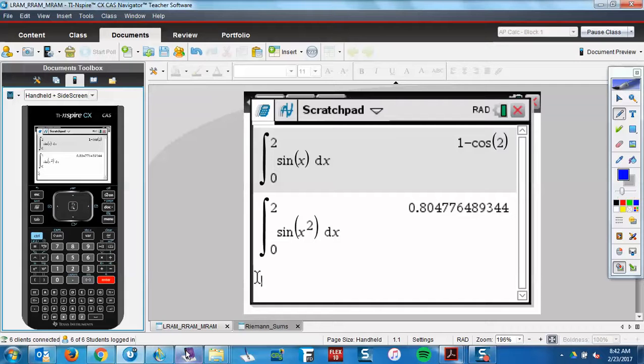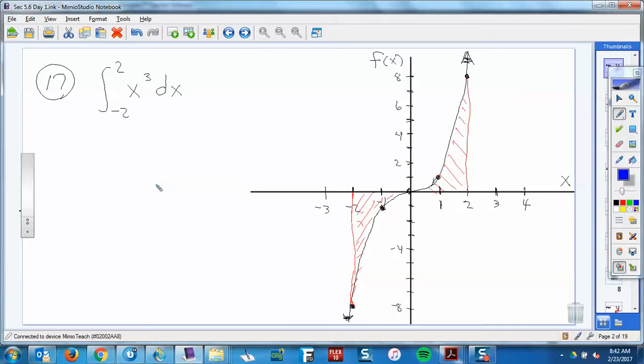Okay, all right. So how would we do an approximation technique on this one right here? Well, number 17 in your book, on page 355, says draw a sketch that illustrates the approximations L4, R4, M4, and T4. Then compute each approximation and compare it with the exact value of the integral computed using the fundamental theorem.